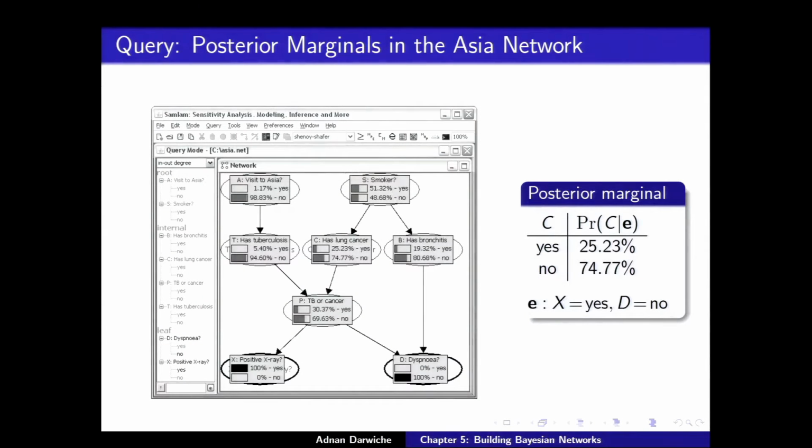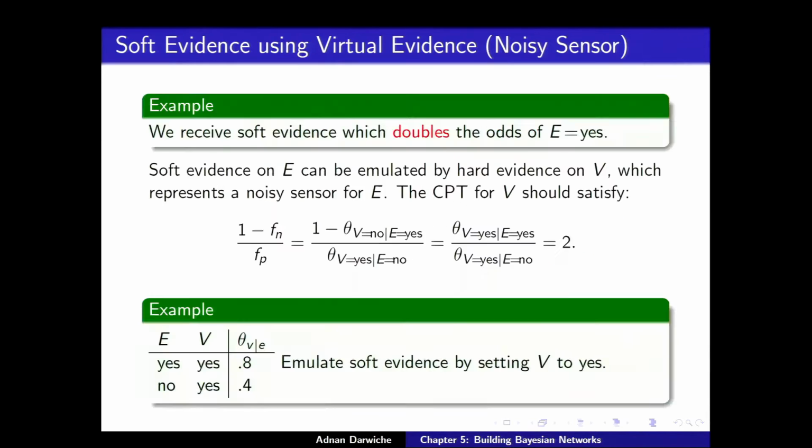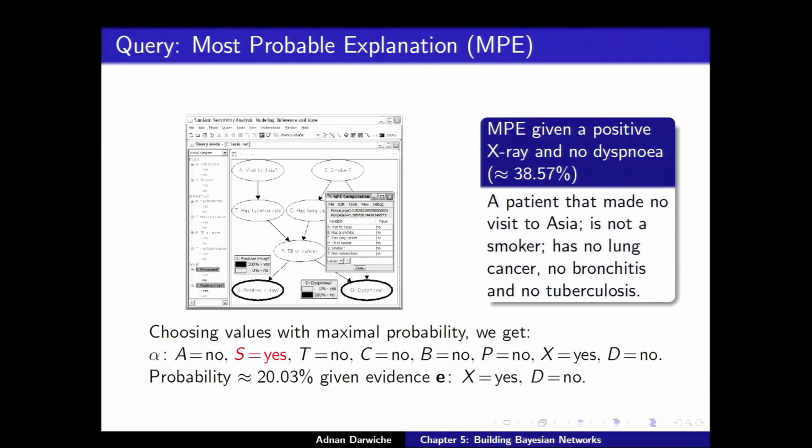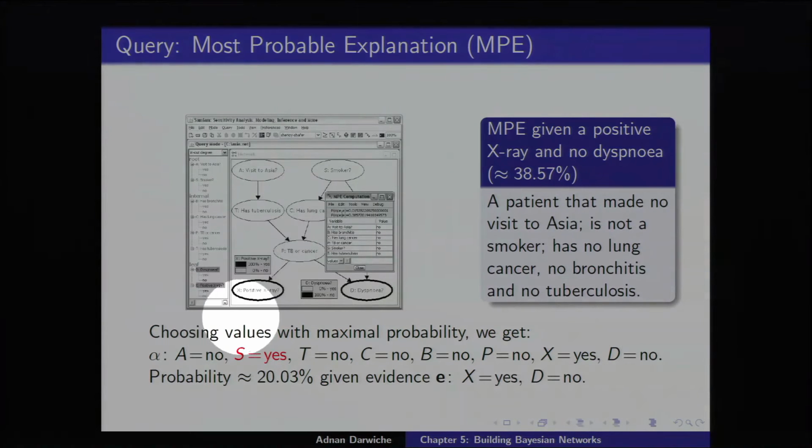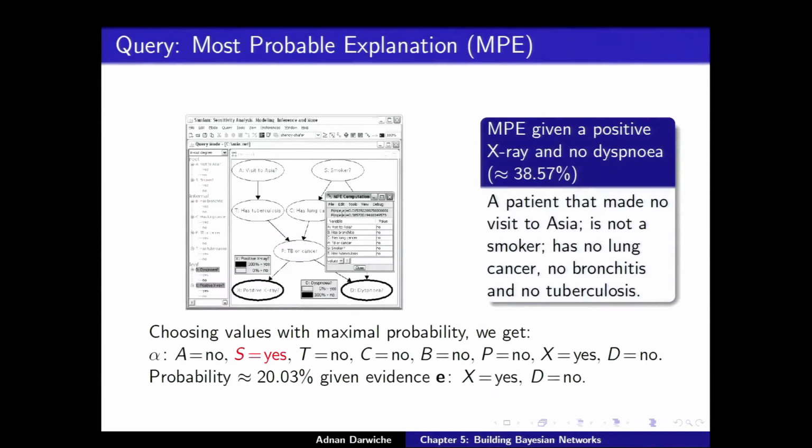If you actually do that, go to each variable, look at its marginal, pick the highest value, and put them together, you do not get an MPE. You've got to be careful here. That only works if the variables were independent, but it doesn't work in general. I think this was trying to illustrate that point. Choosing values with maximum probability in this particular example with this evidence gives you this variable instantiation, but that's actually not the MPE in this case. The MPE doesn't have S equals yes.